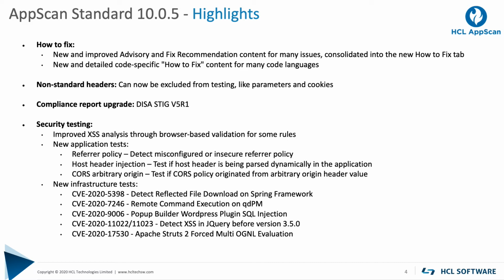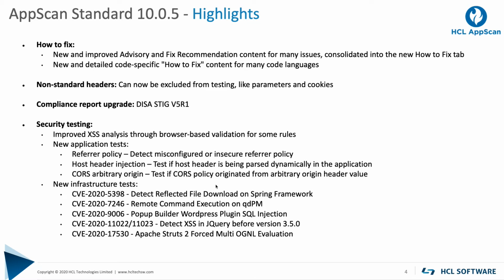Cool. The next item is related to non-standard headers. I assume that some of you are aware of this functionality that we added about 2 releases ago, that now we can test for HTTP headers that are not part of the standard or not part of frameworks, those that are used by the application similar to parameters. So in this release, we enhanced this functionality, and now we enable customers to exclude them from testing if they want to select specific ones and exclude them.